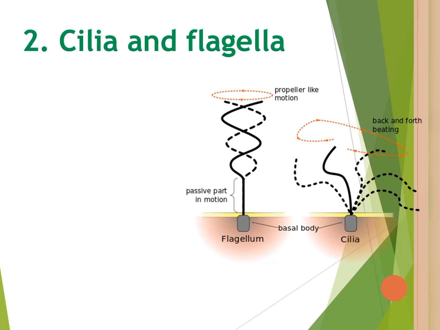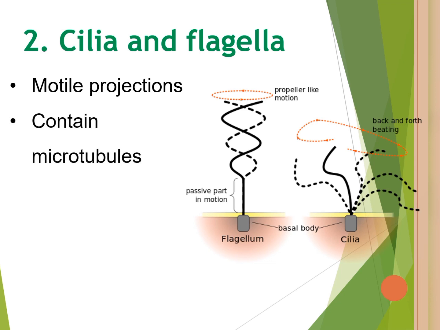Other organelles include cilia and flagella. Cilia and flagella are motile projections of the cell surface. Microtubules are the dominant components of cilia and flagella. Cilia are numerous, short, hair-like projections that extend from the surface of the cell. Each cilium contains a core of 20 microtubules that are surrounded by plasma membrane. Each cilium is anchored to a basal body just below the surface of the plasma membrane.